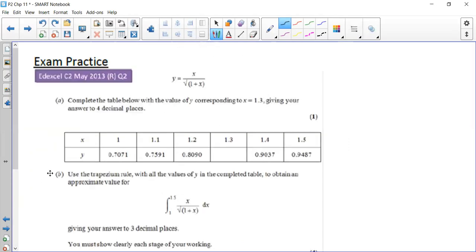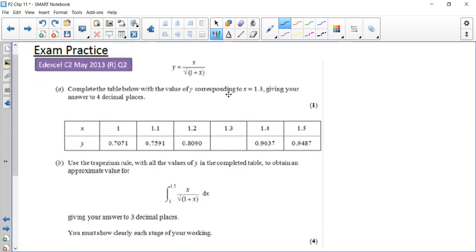Next, finally, exam practice. As said, this time you don't have to use the table function. You just have to put it in. Most likely, the exam question gives you a whole table and asks you to fill in the gaps. So pause the video, have a go at the question, parts A and B. When you're ready for the answer, you can press play.